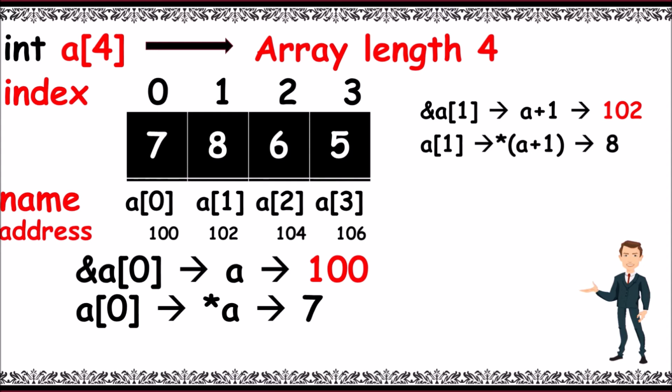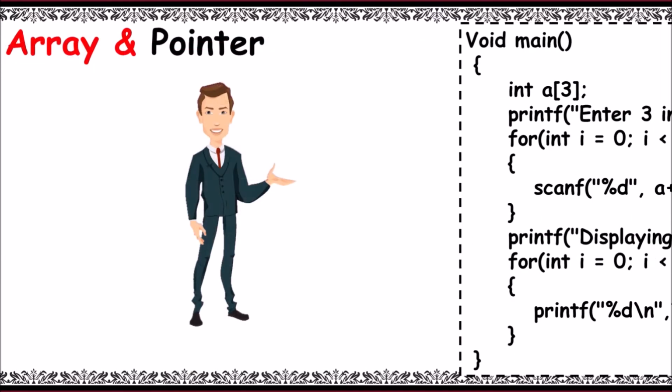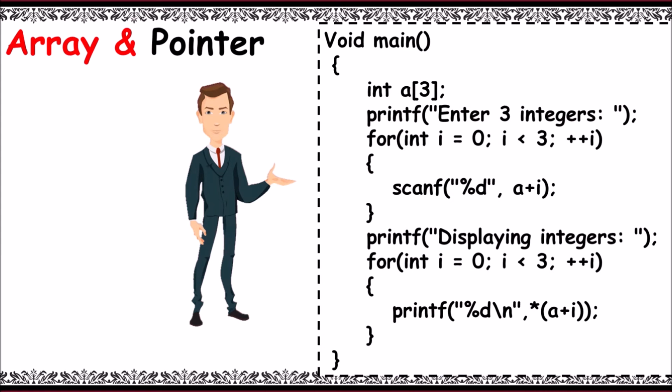Now if we want the address of the ith element, we write &a[i] or a plus i for the address. Similarly, if we need the value, we write a[i] or *(a+i) for the value.